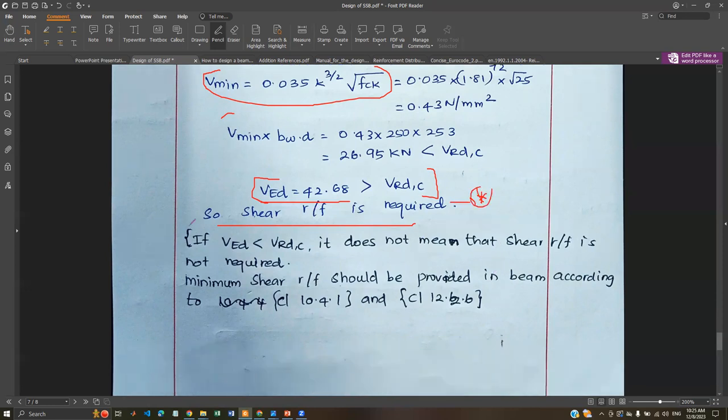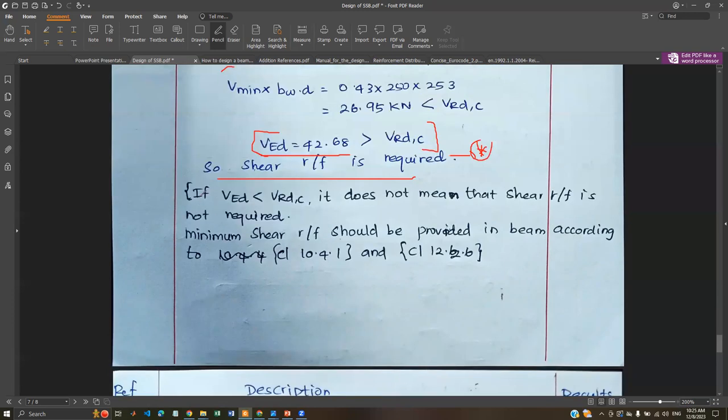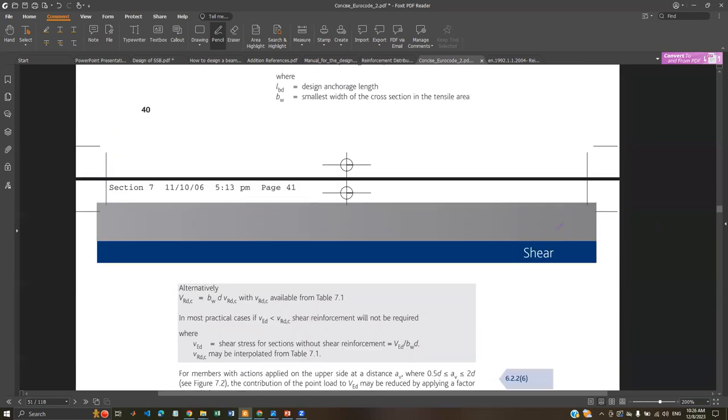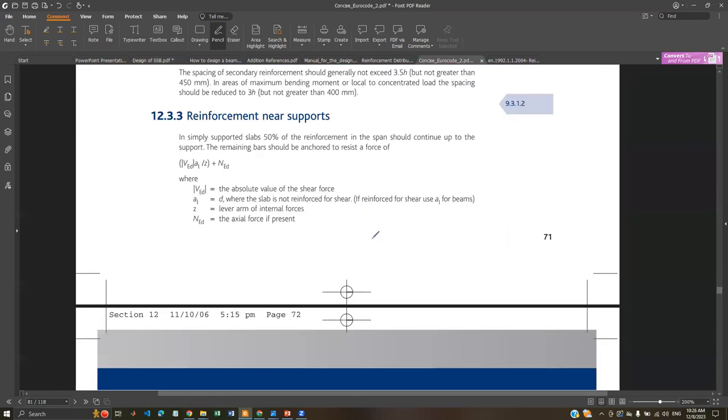But one thing you need to understand is that if you end up with this case also satisfied, it does not mean that you don't need to provide any shear reinforcement. You always have to provide the minimum reinforcement that is required, right? So this is a must. Whether your condition is satisfied or not, you still have to provide the minimum required shear reinforcement, which can be found exactly from page number 40 and 70.